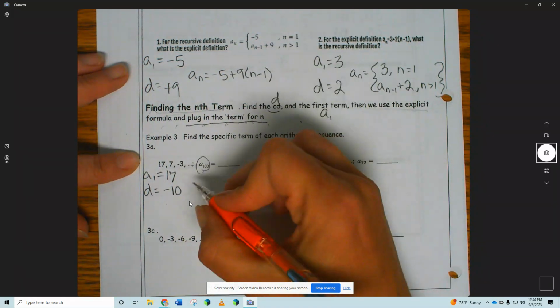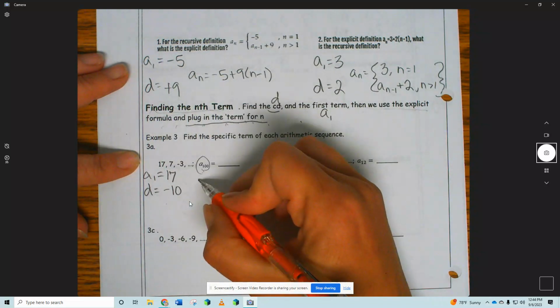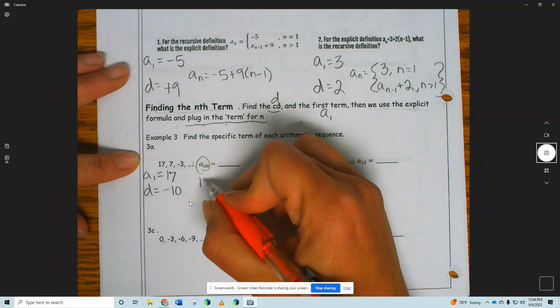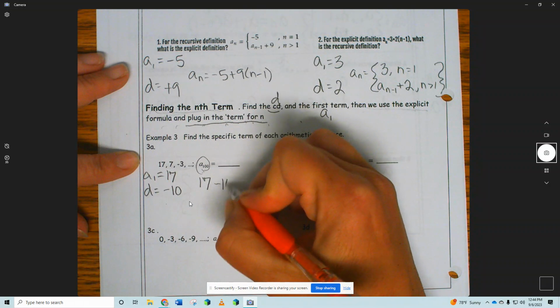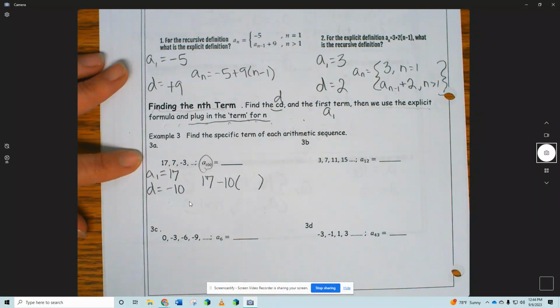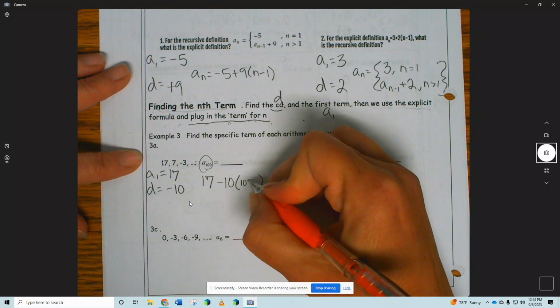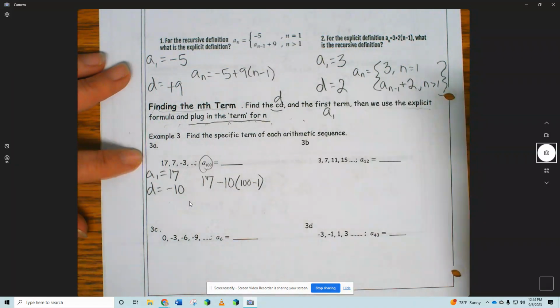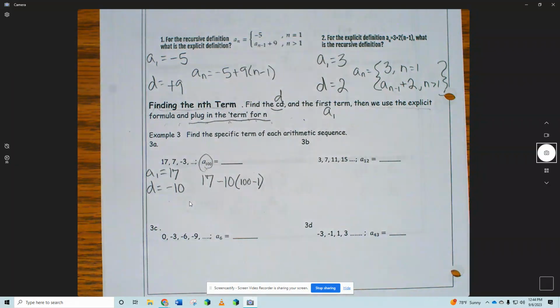So I'm going to write the explicit formula: 17 minus 10 parentheses. You guys are going to need calculators for this. I should have told you. 100 minus 1. Okay?